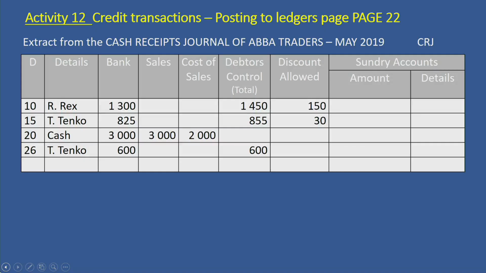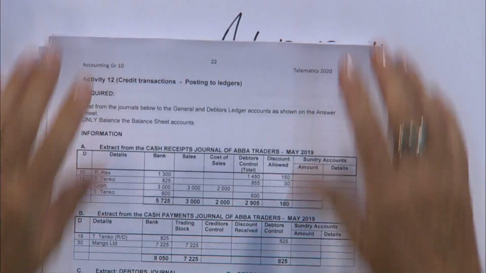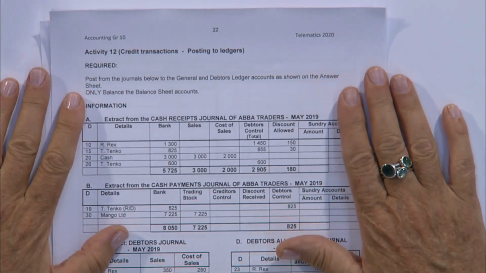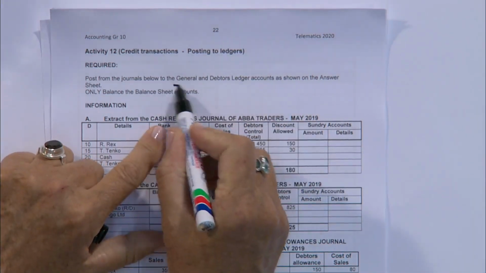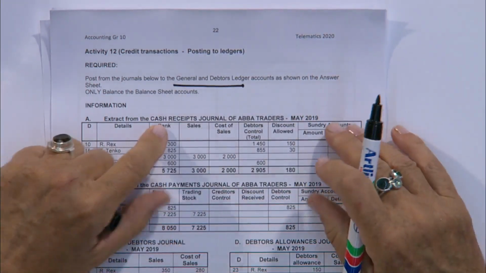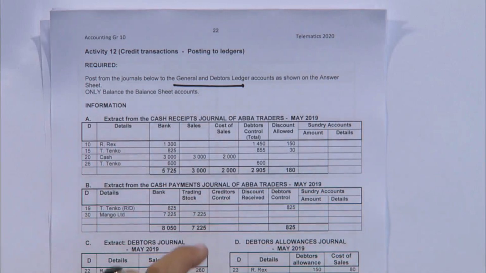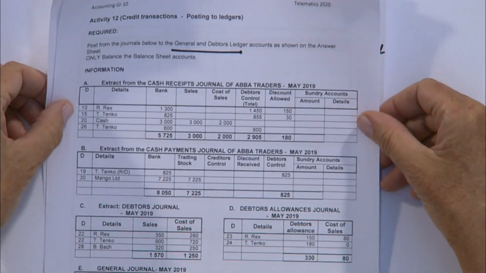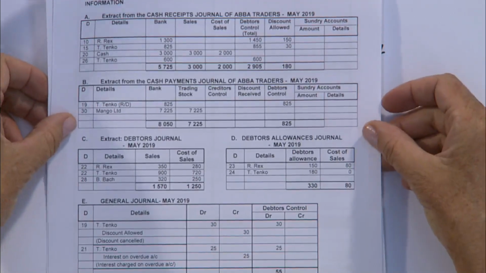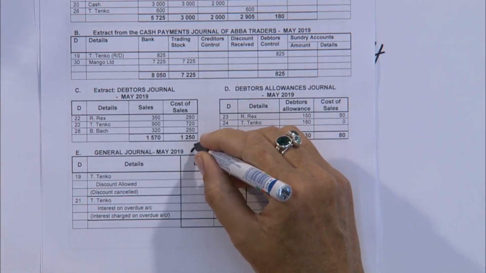Right, you will see in front of you, or on the slide, I now have activity 12. And if you just look on your paper, if I take page 21 away, you will see we are now on page 22. So in other words, it says here, please read on your paper, that you must post from the journals to the general and debtors ledger. Maybe underline that on your paper, because it's not just general ledger, it's also debtors ledger accounts that must be done. Very important. Now look at the journals we've got here, and I've only started on the slides. Cash receipts, cash payments, debtors allowances, and then this journal, you can mark it with the little star there.